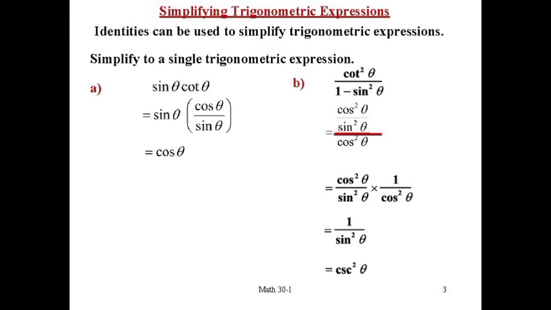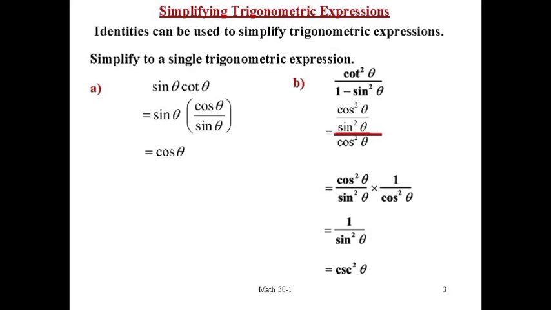And here's an example of simplifying trigonometric expressions. Identities can be used to simplify trigonometric expressions. This is to simplify a single trigonometric expression. Letter A: sin theta and cotangent theta, or sin theta times cosine theta over sin theta. So let me ask again, what is the answer in letter A? Very good. It's cosine theta.